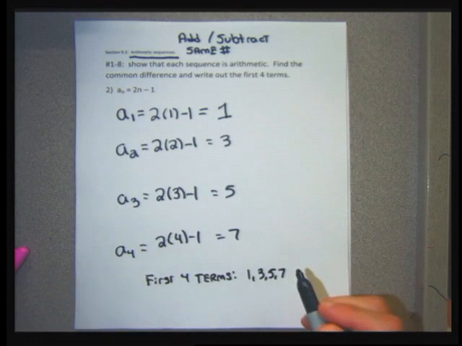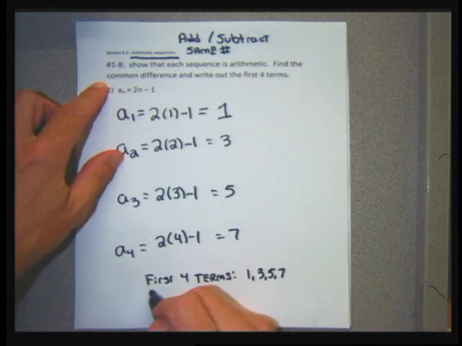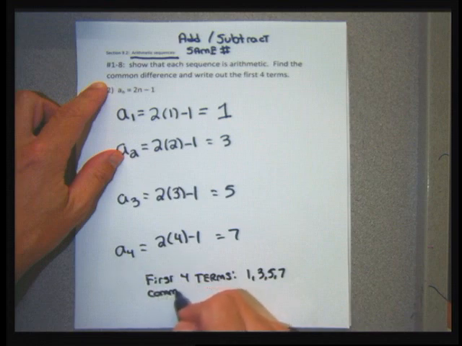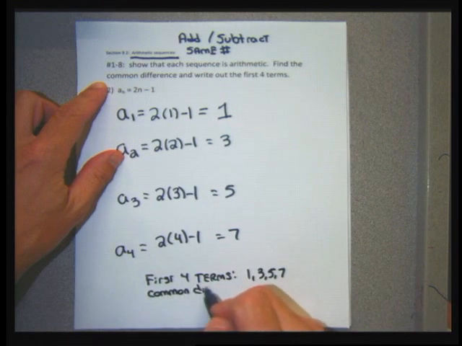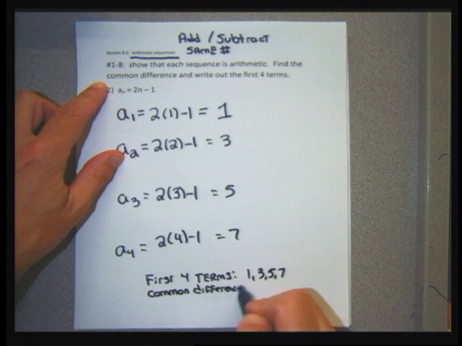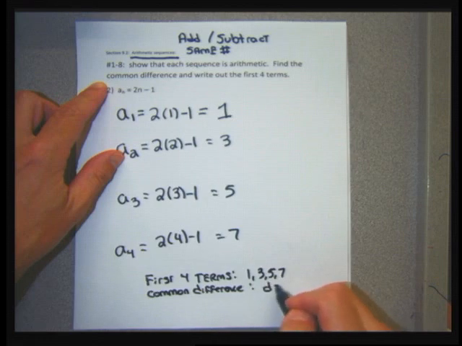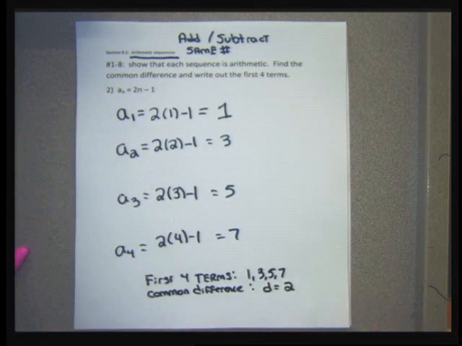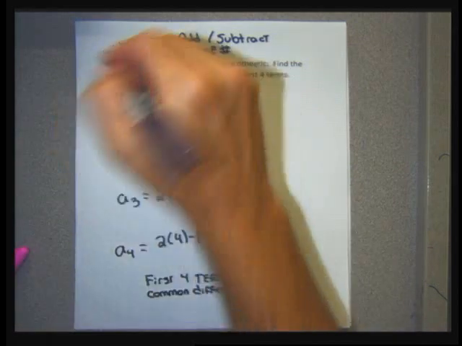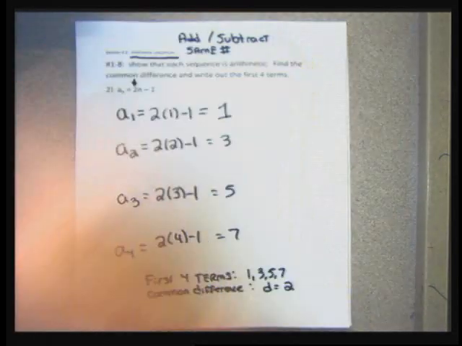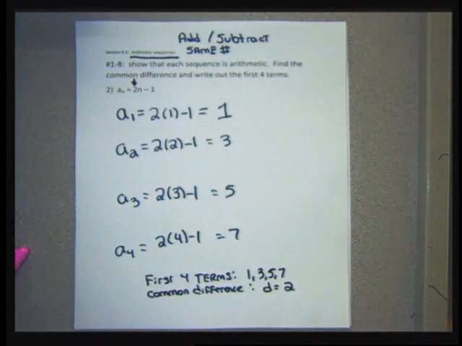I can't really show that it's an arithmetic sequence, but I can tell you what the common difference is. Because each number is 2 higher than the previous one, the common difference is 2. Sometimes, instead of writing the words common difference, I say that d equals 2, and d for an arithmetic sequence means how far the numbers are apart. In this case, to get from one term to the next, they're 2 apart. It's always the number that goes in front of the n that's the common difference in an arithmetic sequence. That's everything I wanted to show for number 2.